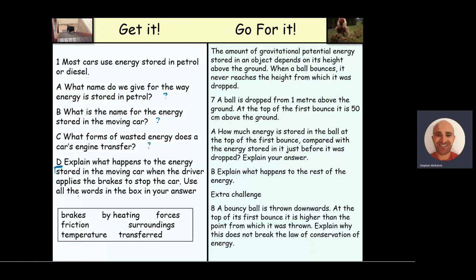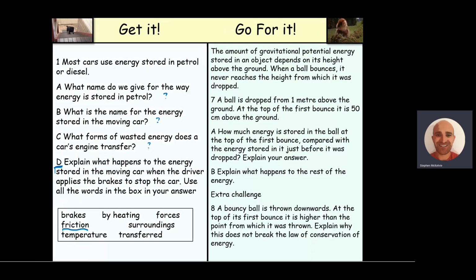Brakes work by squeezing together against the wheel to stop the wheel from turning around. And if the wheel isn't turning around anymore, then the car will stop. Now, friction is the force due to contact between two surfaces. So if you rub your hands together, then that's creating friction, which is a force which transfers energy.